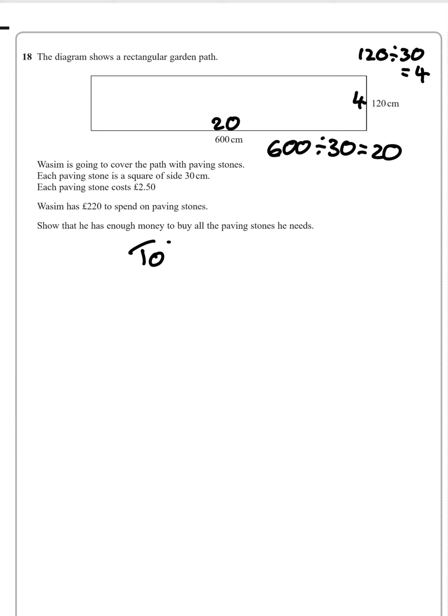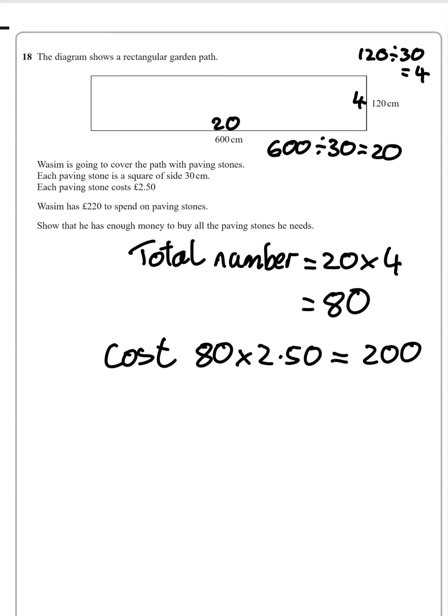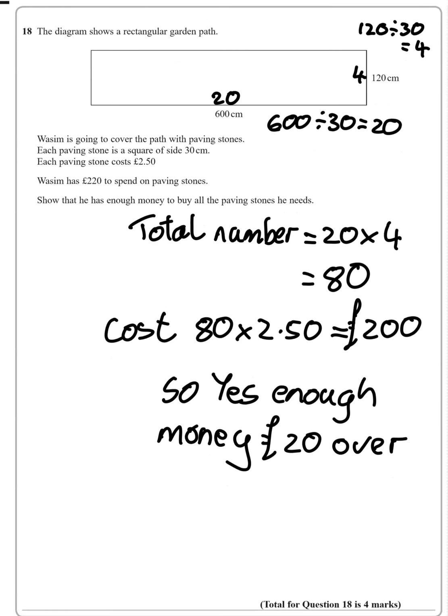So total number is 20 times, sorry, 20 times 4, which is 80. And then cost is 80 times £2.50, which is £200. So, yes, enough money. And in fact, we've got £20 over. Well, that's your 4-mark question.